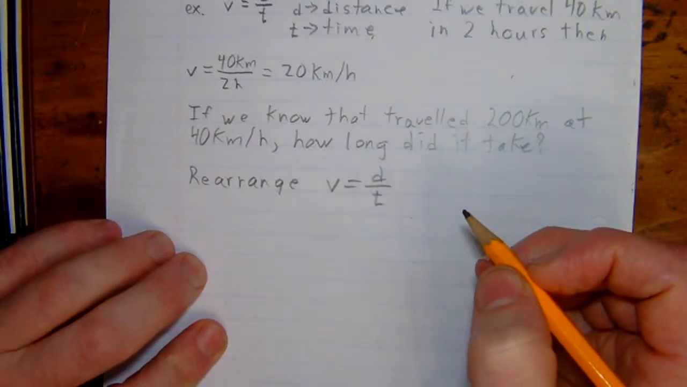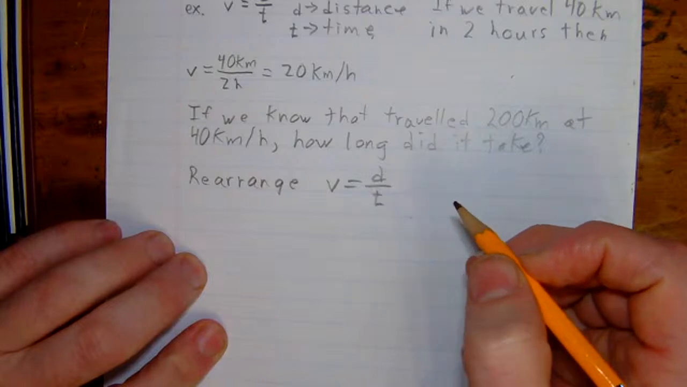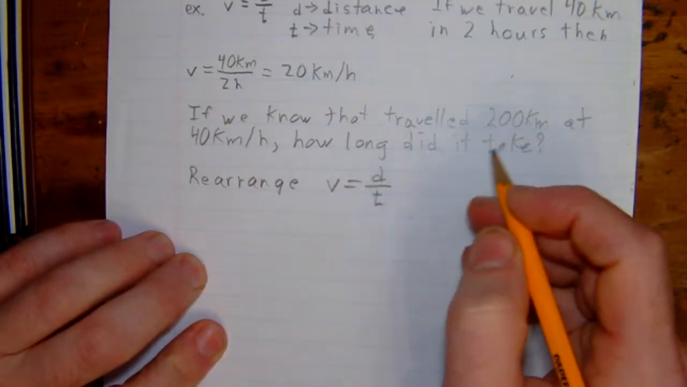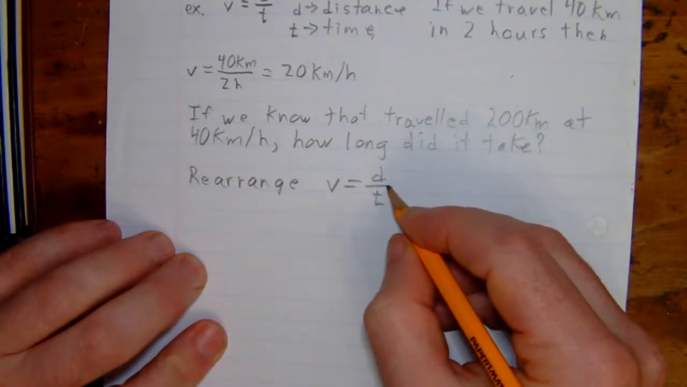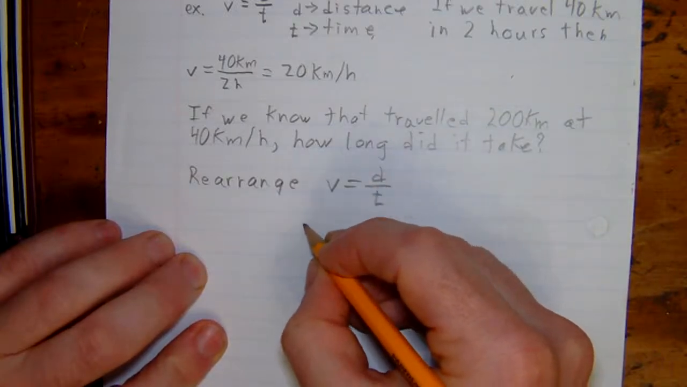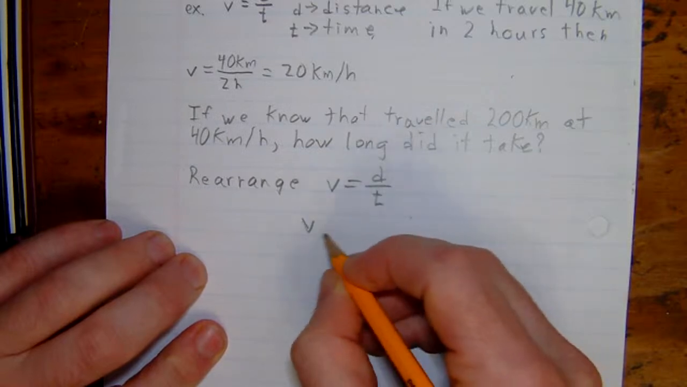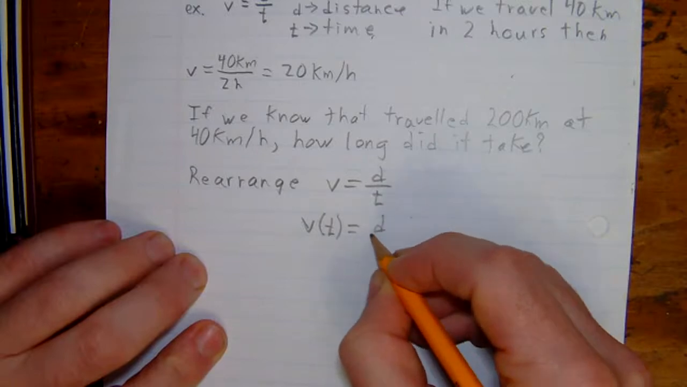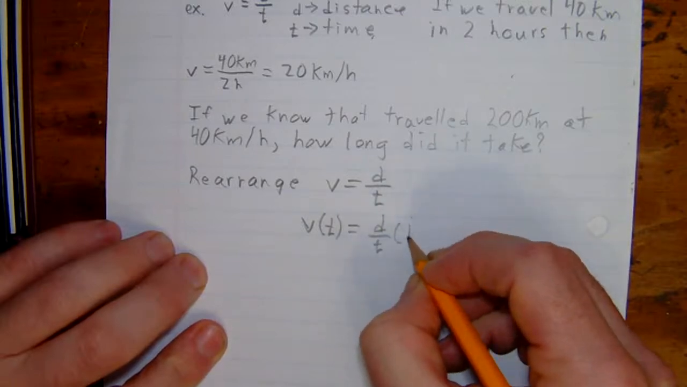So right now, t is in the denominator. We don't want it in the denominator. We want it up on a regular spot. So we are going to undo this division by t. How do we undo a division? Well, we do a multiplication. So we're going to multiply both sides of this equation by t.